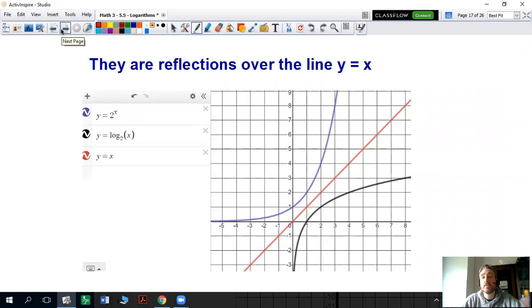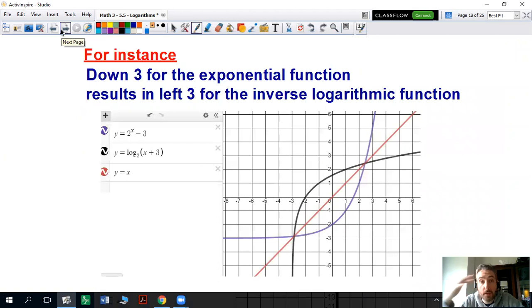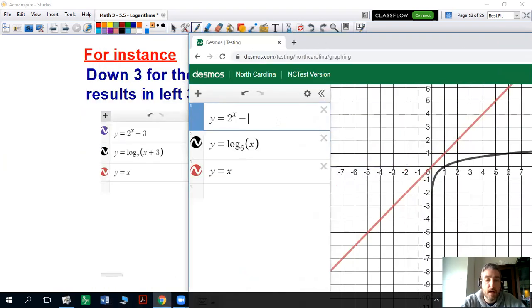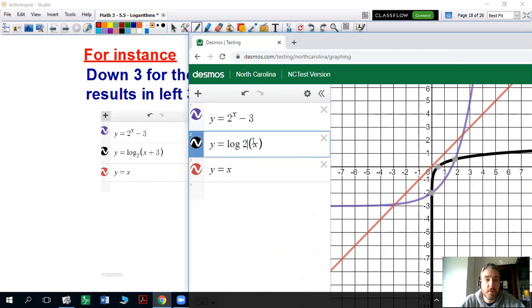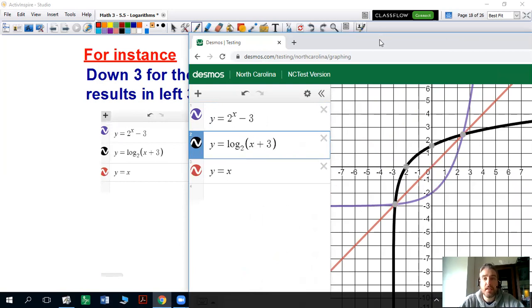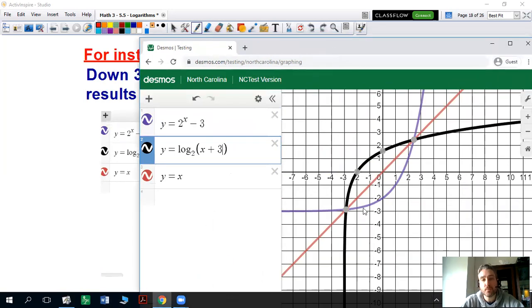You can also have inverses of the transformed graph. So let's say I moved the graph down 3. So let me do 2 to the x minus 3. If I shifted that down 3, then in order for the inverse graph to be in the log, I would have to have plus 3 in the parentheses. You can see that these are mirror images over each other when I do the plus 3 in parentheses.